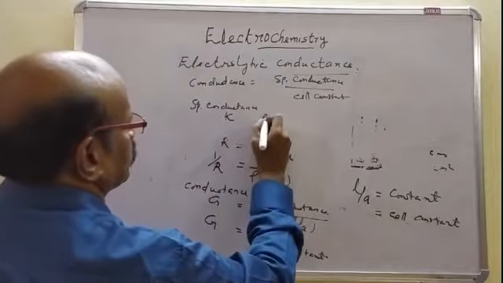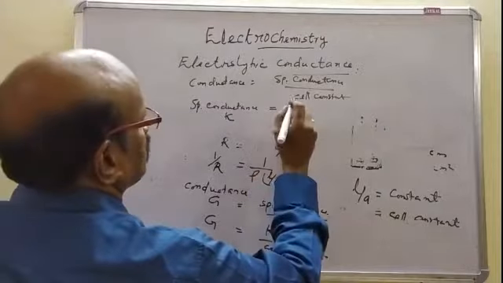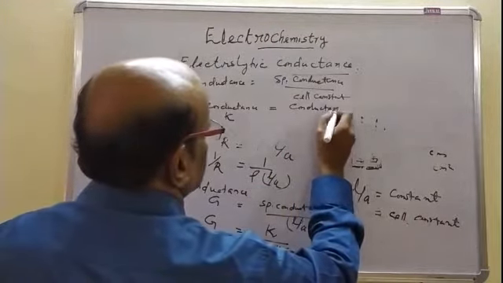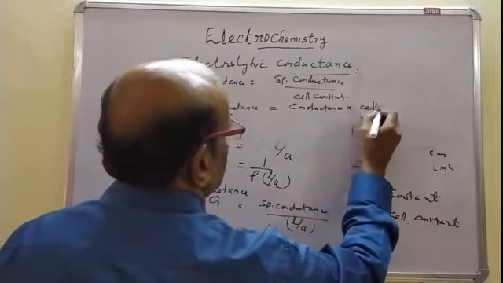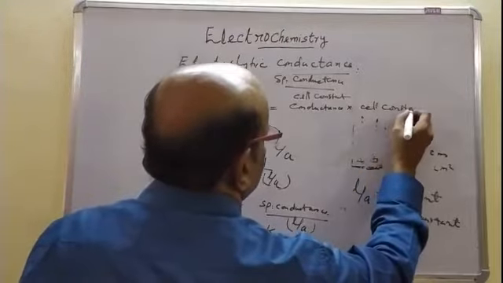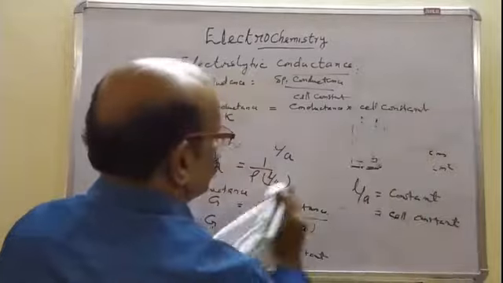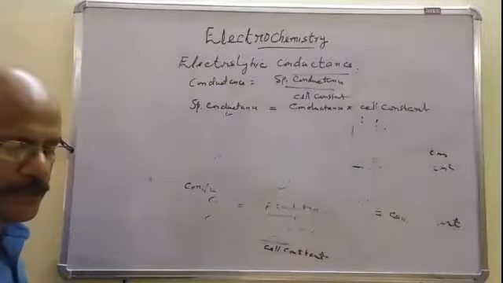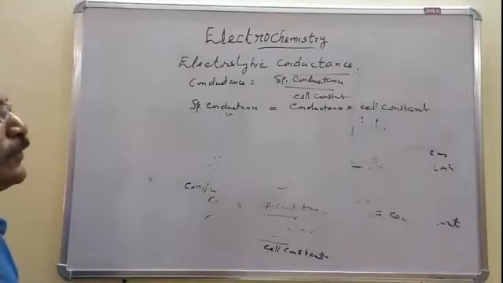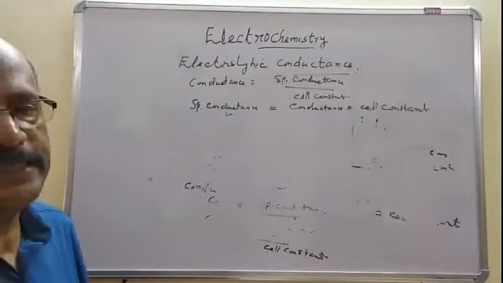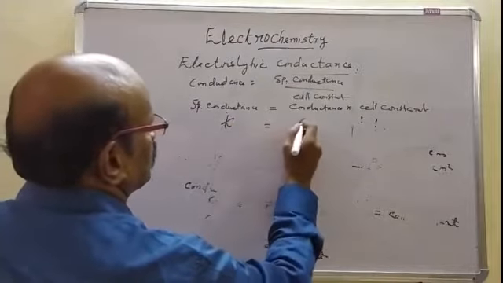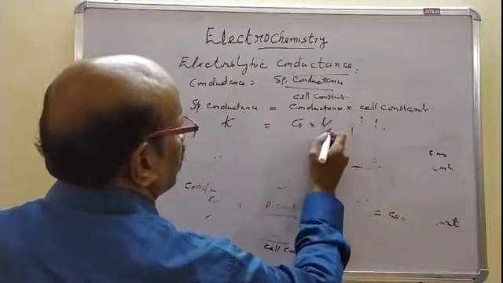Kappa is equal to conductance into cell constant. So you have to remember this equation. The specific conductance of an electrolytic column of the solution is equal to its conductance multiplied by cell constant. That is, kappa is equal to G into L by A.